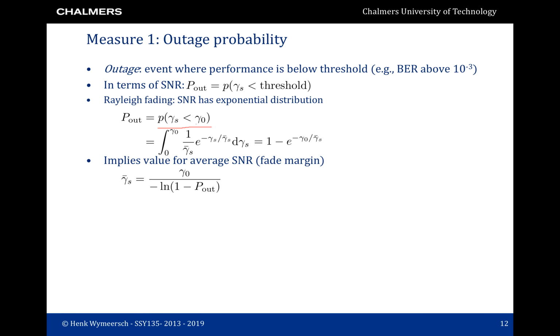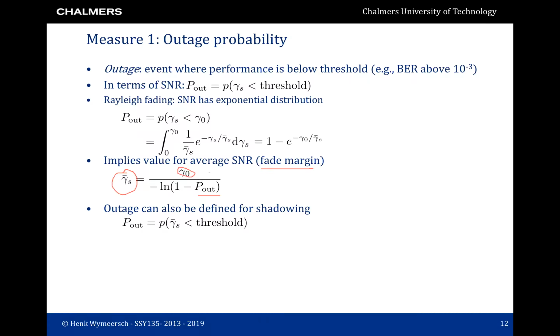is the probability that the SNR falls below a certain threshold. We can plug in the exponential distribution, which is done in the second step, and after some straightforward math, we find this expression here. This is the outage probability for Rayleigh fading with a certain threshold gamma 0 and a certain average SNR due to path loss and shadowing, gamma bar S. From this outage probability, we can then in turn find something called the fade margin. This is the SNR that is needed after path loss and shadowing to meet the required outage probability for a certain threshold. So if you are given a certain threshold value and a certain outage probability, let's say 10 to the minus 5, then you can compute the requirement on the SNR after path loss and shadowing.